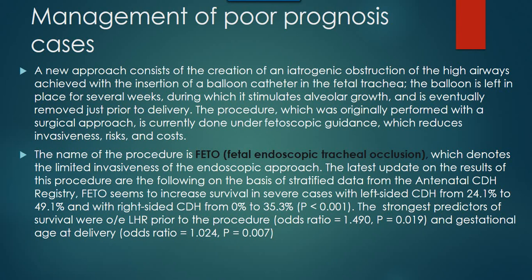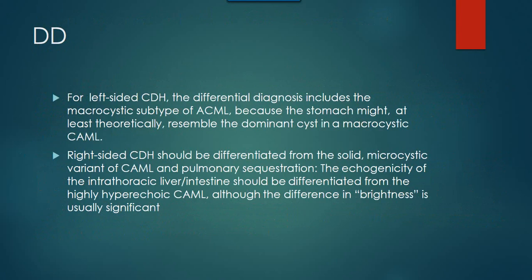On the basis of stratified data from the antenatal congenital diaphragmatic hernia registry, FETO seems to increase survival in severe cases with left-sided congenital diaphragmatic hernia from 24.1% to 49.1%, and with a right-sided congenital diaphragmatic hernia from 0% to 35.3%. The strongest predictors of survival were the observed to expected lung to head ratio prior to the procedure and gestational age at delivery.